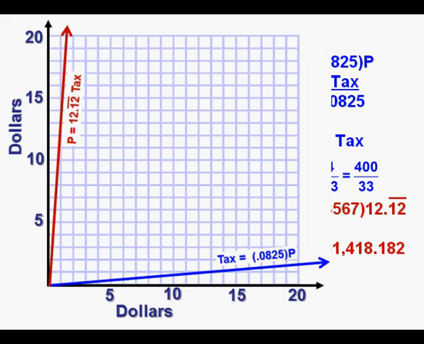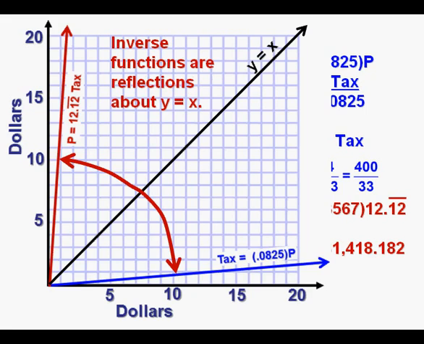And here they are. The blue line is the sales tax function, and the red line is the sales function based on the amount of taxes collected. The units on the coordinate plane are dollars, and each axis is the same scale. One important characteristic about inverse functions is that they are reflections of each other about the line y equals x. The graph of the function y equals x is the black line cutting across the coordinate plane diagonally at a 45-degree angle.